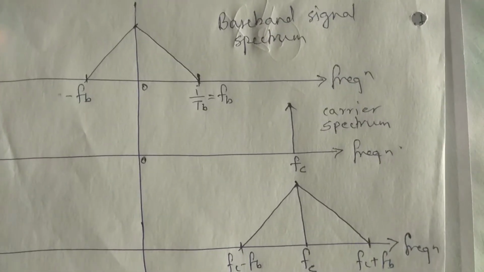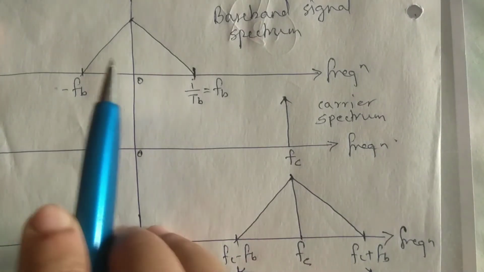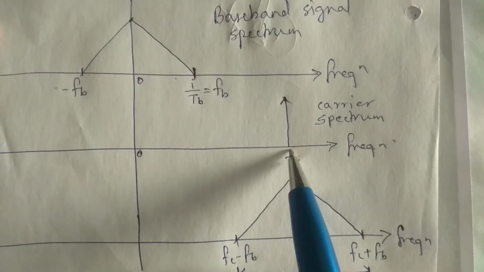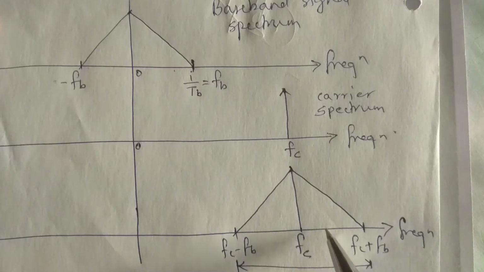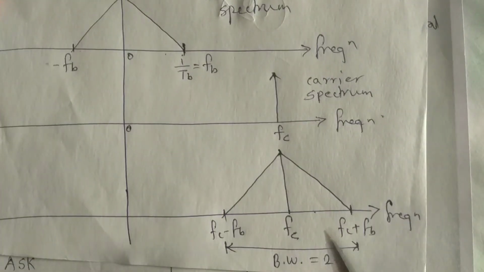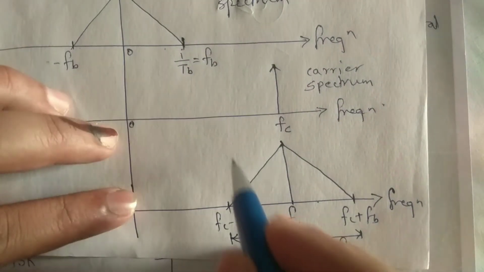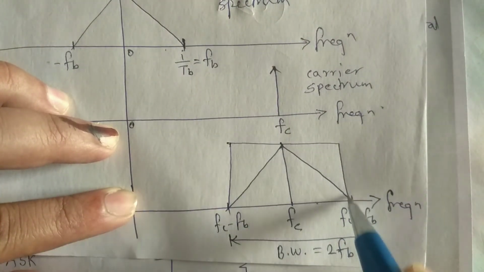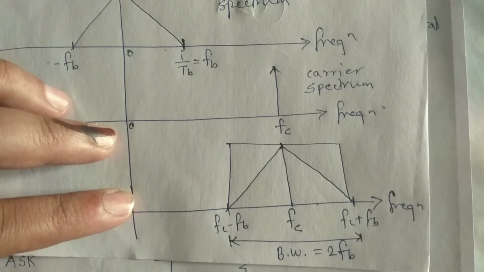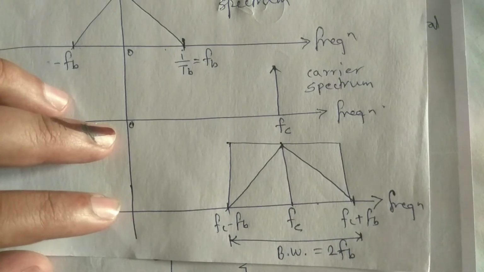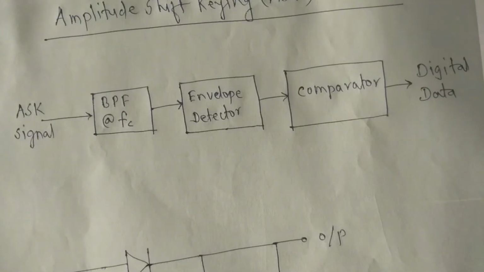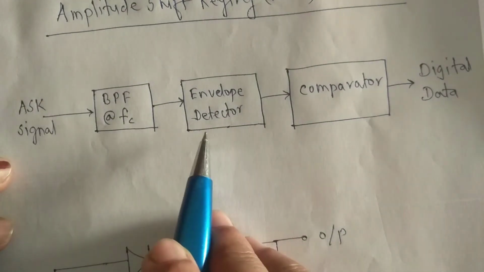If we consider this spectrum diagram, we can easily understand. So this is the baseband signal spectrum, the carrier at FC value, and this is the bandpass signal, meaning the ASK signal spectrum. So by using a bandpass filter, here we are capturing our ASK signal. Once we filter our ASK signal, this filtered ASK signal we are giving as input to the next block, that is the envelope detector.